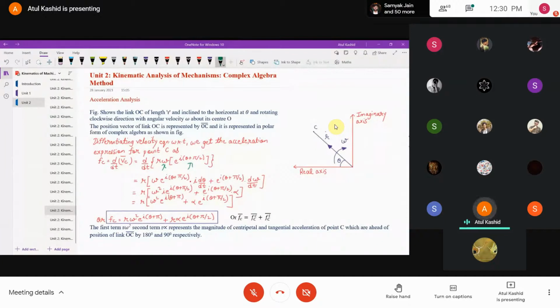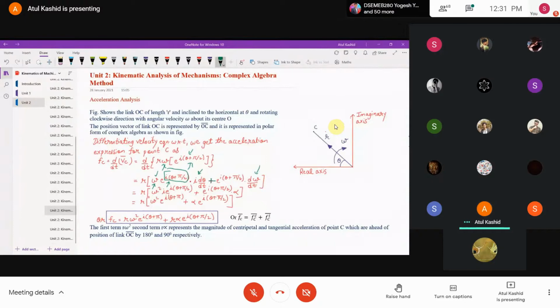So omega into the derivative of e raised to i(theta plus pi by 2). It will remain as it is, e raised to i(theta plus pi by 2), but we need to take the derivative of the exponent again. So it will be i into d theta by dt, and this pi by 2 is constant, so its derivative will be 0. So the only remaining term will be i d theta by dt, and plus again e raised to i(theta plus pi by 2) and the derivative of omega, which will be d omega by dt.